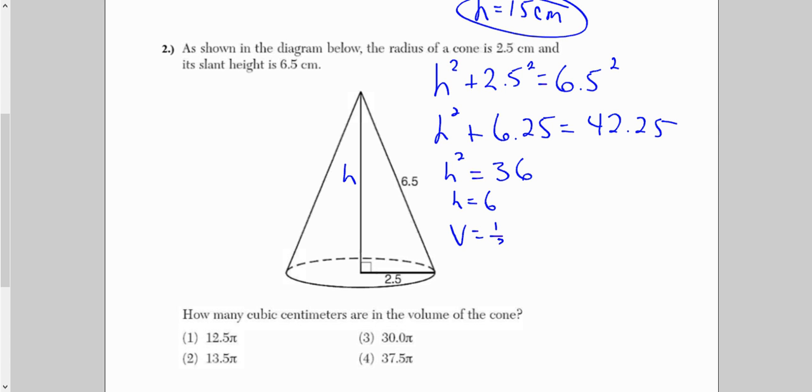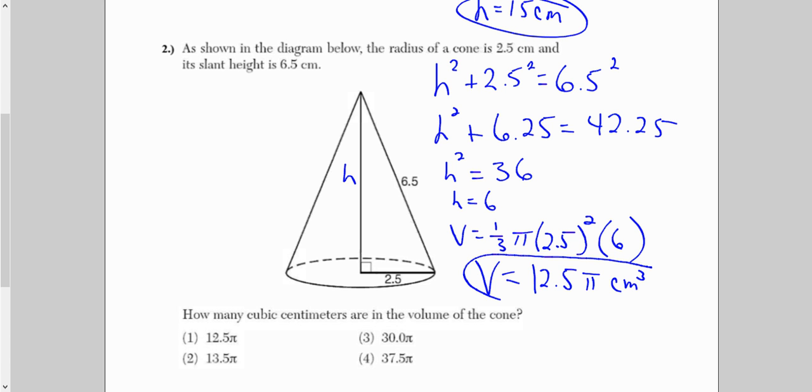1/3 pi 2.5 squared times 6. What do we get? Yeah, okay, so they left it exact, right, in terms of pi. So 12.5 pi. And that is, again, in cubic centimeters. All right, not too horrible.